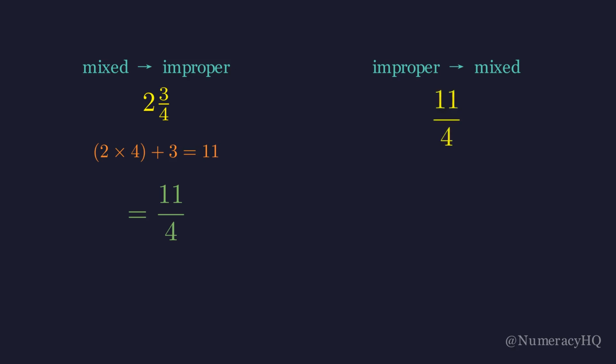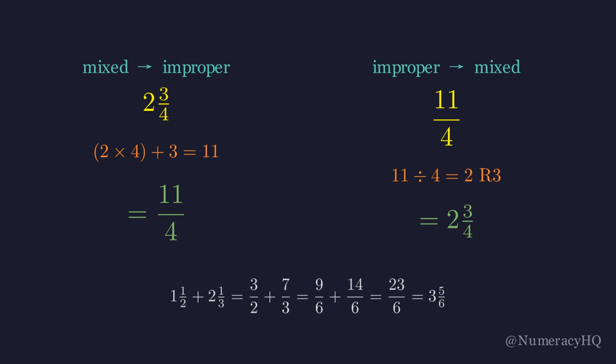Going the other way, divide the numerator by the denominator. 11 divided by 4 is 2 remainder 3. The quotient becomes the whole number, the remainder becomes the new numerator, and the denominator stays. Answer 2 3/4. When adding or multiplying mixed numbers, always convert to improper fractions first.